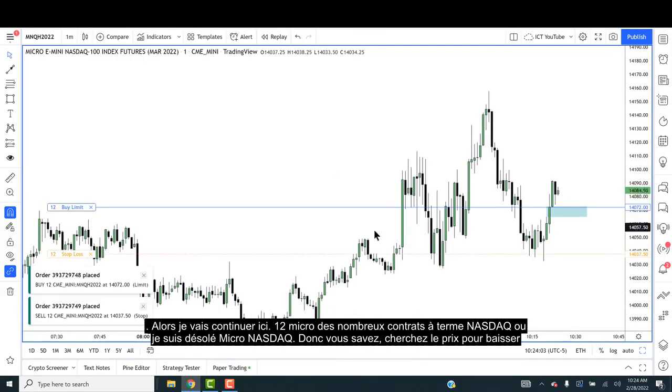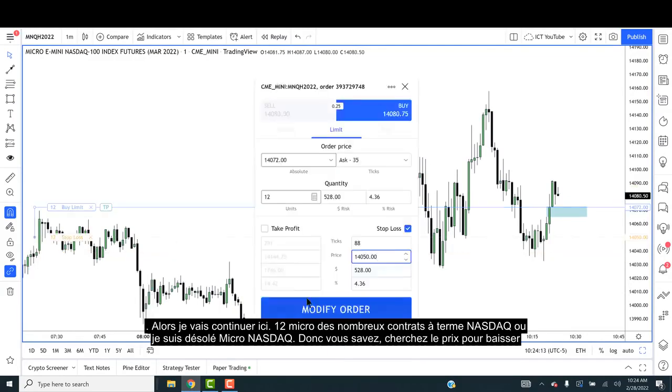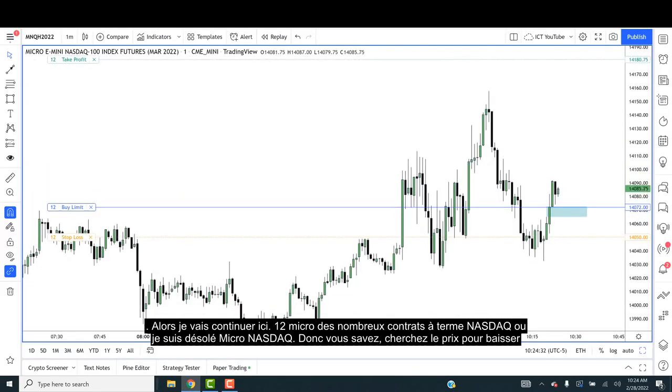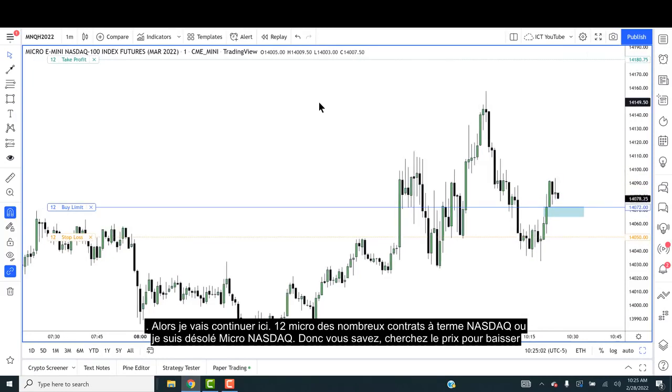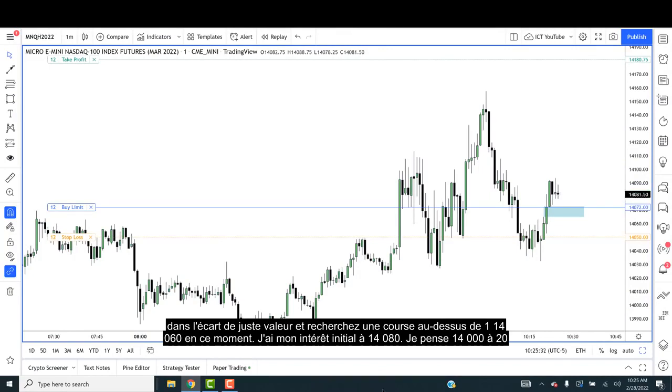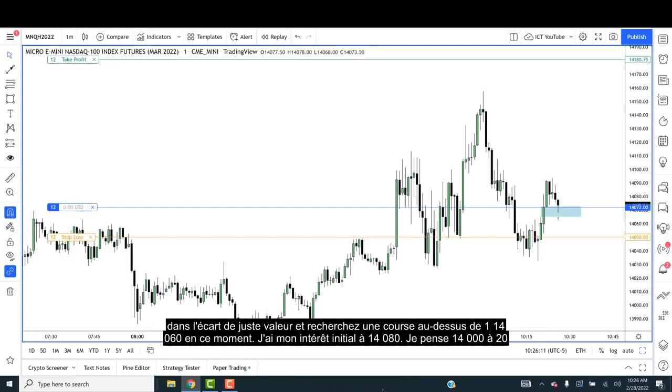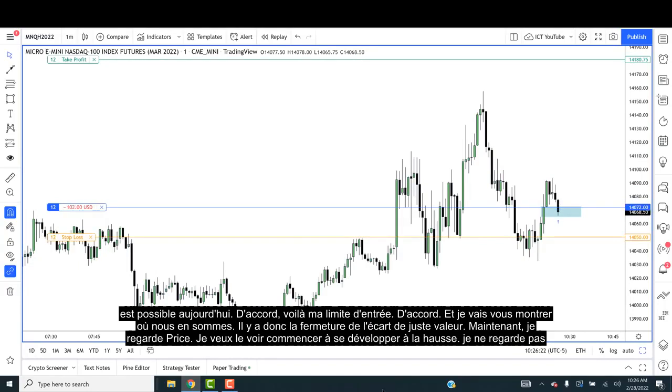So I'm going to go long here, 12 micros of the mini NASDAQ, or I'm sorry, micro NASDAQ futures contract. So I'm going to look for price to drop down into that fair value gap and look for a run above 14,160. Right now I have my initial interest at 14,180. I'm thinking 14,220 is possible today. All right, there's my limit entry.